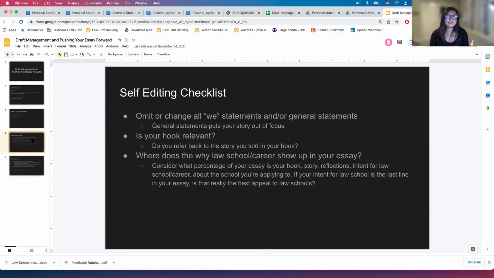Is your hook relevant? We talk about this all the time in this class. Is that first paragraph floating? Whenever we think about, oh, I have to write a personal statement, we think about that hook in the very beginning and we're not thinking about the rest of the story. So then does that hook float? Does it matter? Does it come back in the story? Is it relevant to the story?